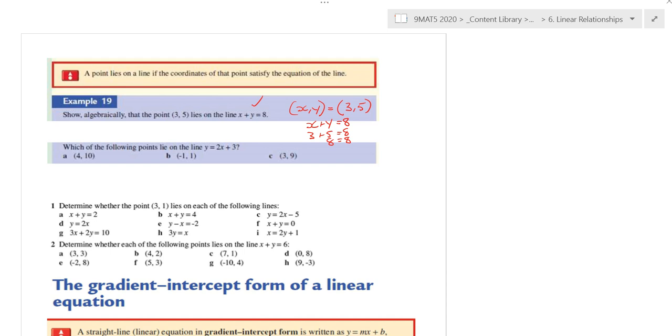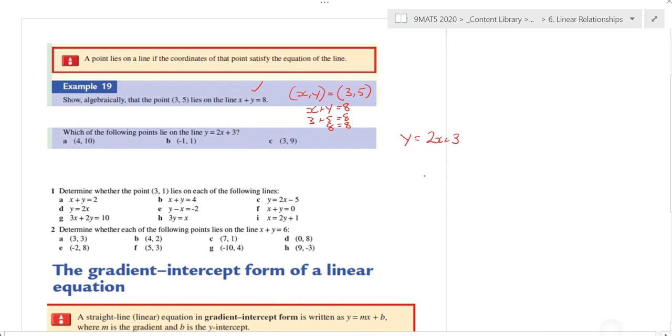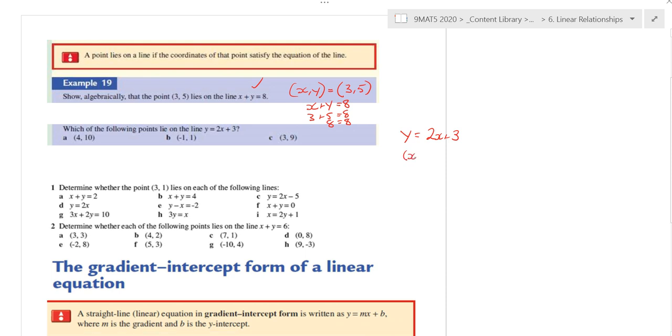Looking at the example below, it asks us which of the following points lie on the line y equals 2x plus 3. Our first point, x, y is equal to 4, 10. So we substitute those values in. y is 10. 10 equals 2 times 4 plus 3. 10 equals 11. That is not correct. So this point does not lie on the line.